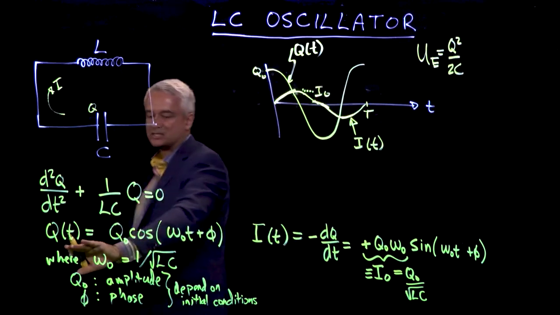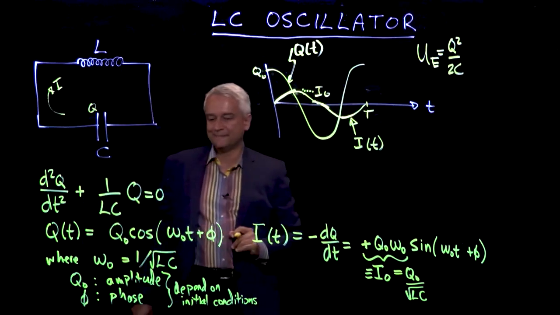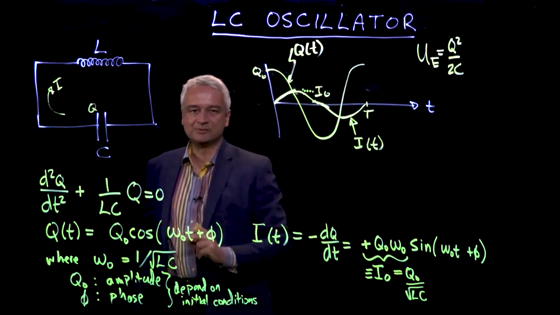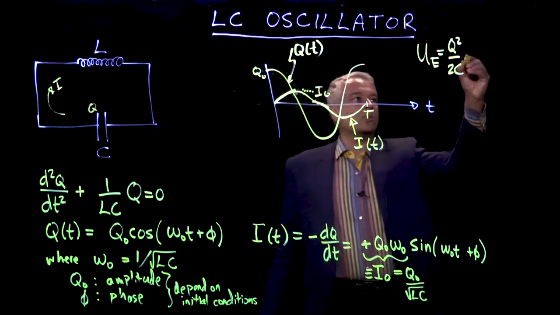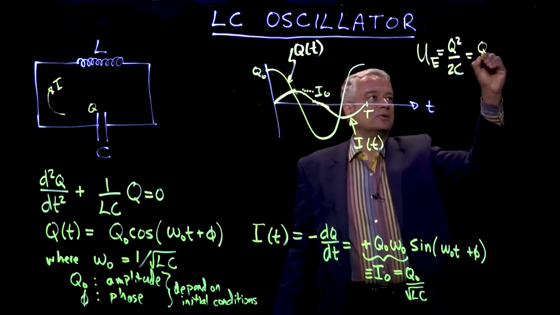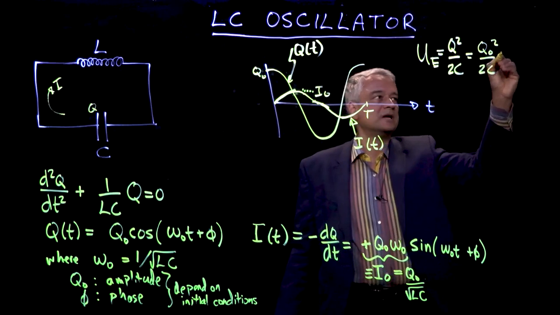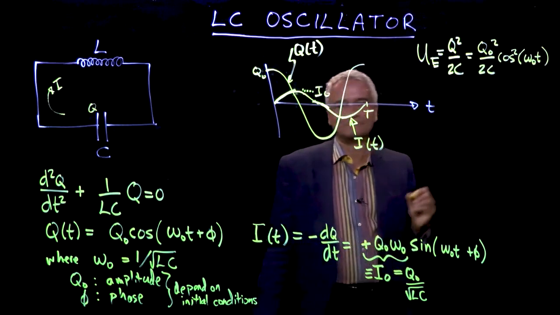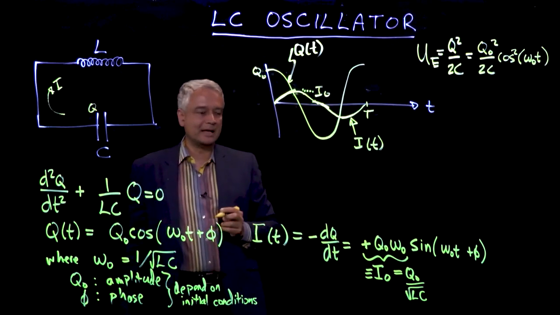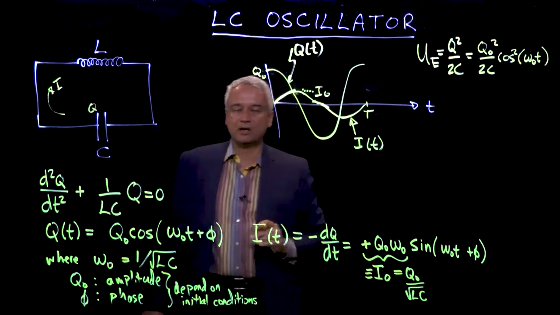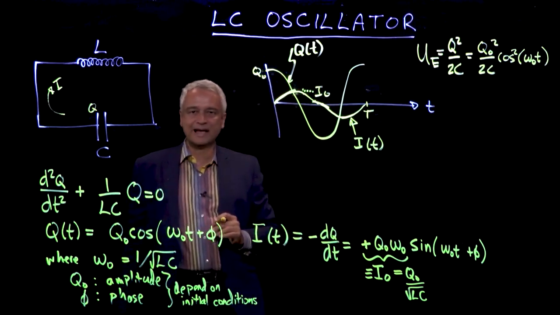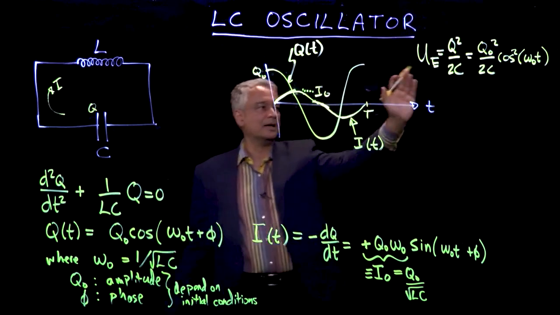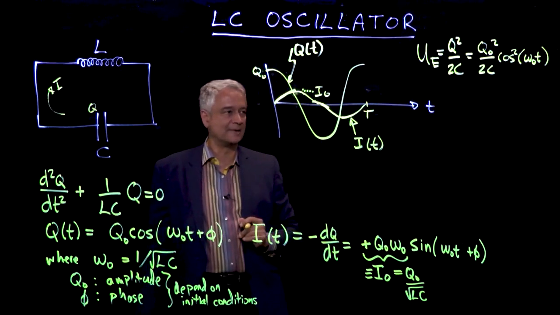And here's my Q. It depends on time. I square this, I divide by 2C. From here on, I'm not going to write the phi anymore, because I'm looking at a solution in which phi is equal to 0. So when I square Q and divide by C, I get Q naught squared over 2C times cosine squared of omega naught t. So the electric energy oscillates back and forth, but it oscillates with half the period of Q, because Q is a cosine and the electric field energy is a cosine squared.